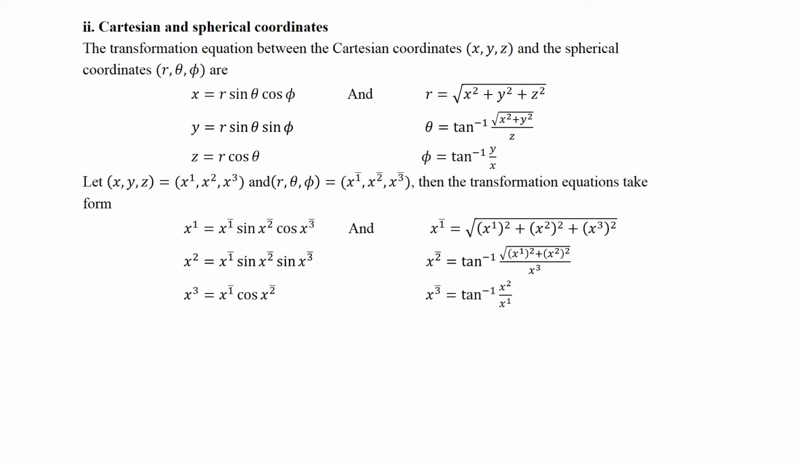Let us transform x, y, z into x1, x2, x3, and replace r, theta, phi with x1 bar, x2 bar, x3 bar. Then the transformation equation takes this form. On the left side, where we have x is equal to r sine theta cos phi, x is replaced with x1, r is replaced with x1 bar, theta with x2 bar, and phi with x3 bar. Similarly, y is equal to r sine theta sine phi becomes x2 is equal to x1 bar sine x2 bar sine x3 bar, where x1 bar is in place of r, x2 bar in place of theta, and x3 bar in place of phi.